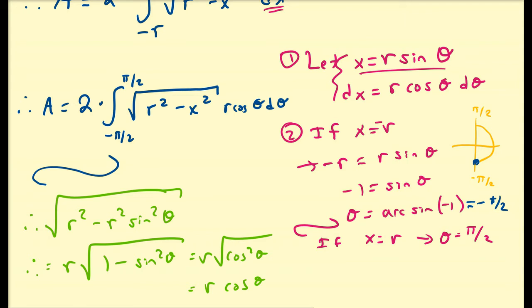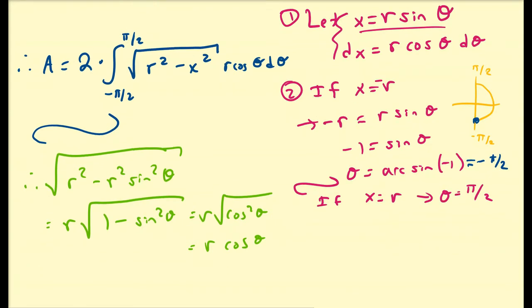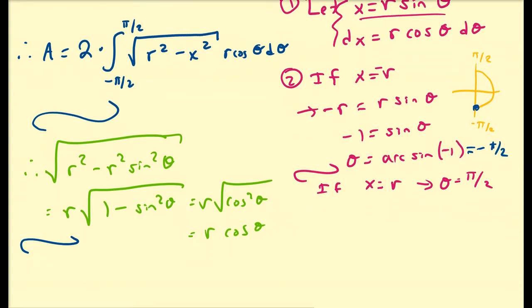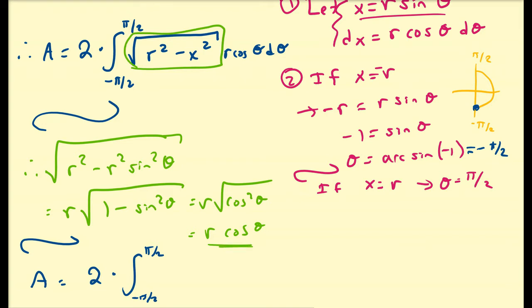So what does that mean? So we go back to our integral representation. So A is going to be equal to 2 times the integral from minus pi over 2 to pi over 2. We can replace this square root term with this r cosine theta. So we have r cosine theta times this r cosine theta d theta term that we derive from the differential of x.